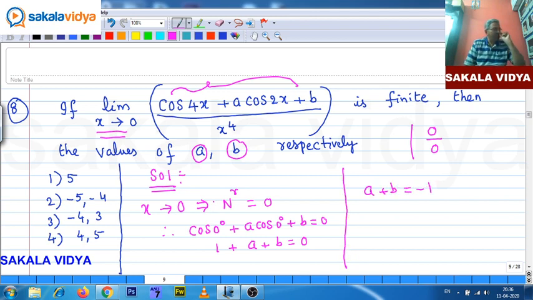Now, you need to verify the options. First is ignored, second is minus 5 minus 4 equals minus 9, ignored. Third option: minus 4 plus 3 equals minus 1. Yes, third option is the right option. Option 1 had only one value, that is why we can ignore it.